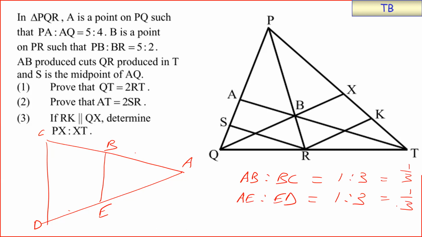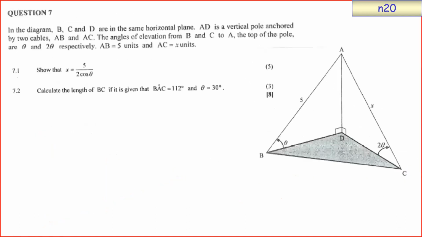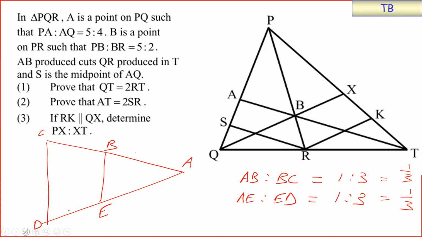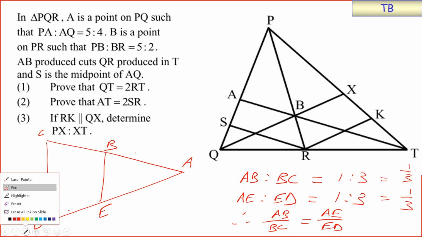But what's your conclusion in the triangle? That CD and BE are parallel. Well done. So you must be able to conclude that because the proportions are equal, AB over BC is equal to AE over ED. The ratios are the same, so you can now conclude that those two lines have to be parallel. Can you see how I'm using the converse? Yes, sir.